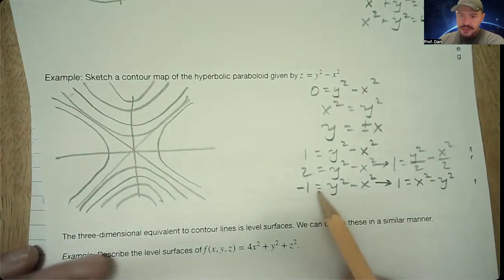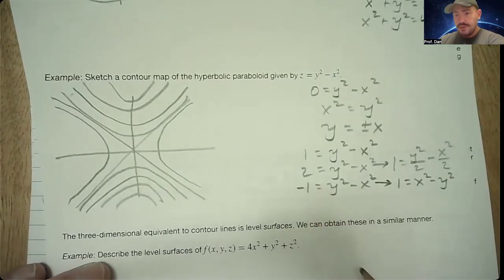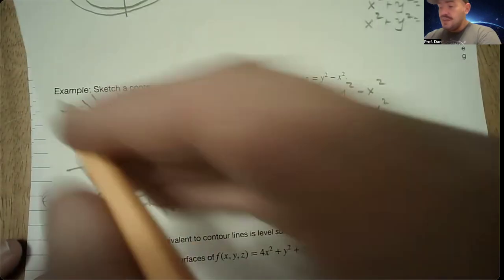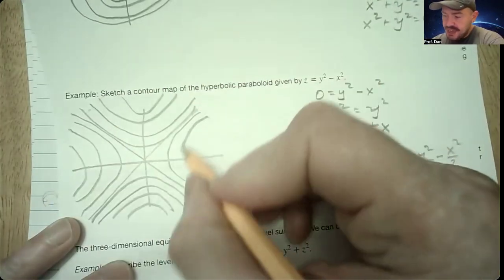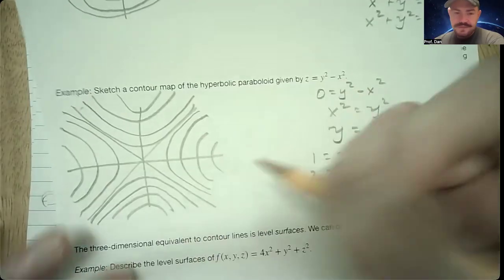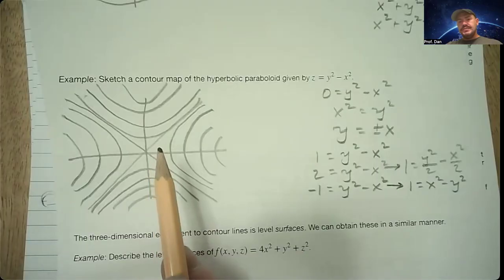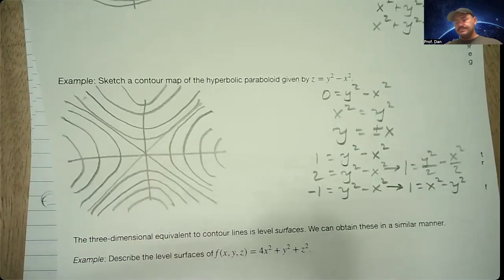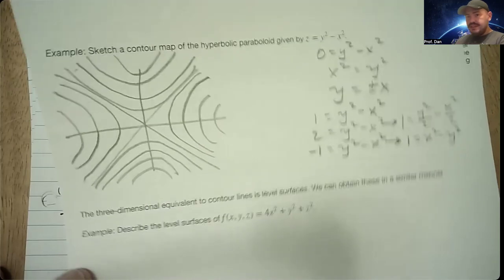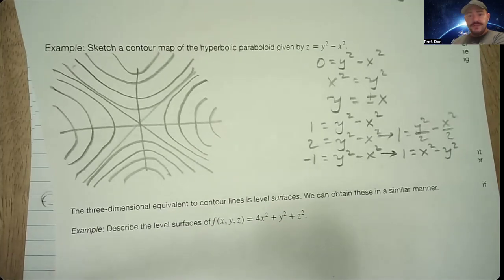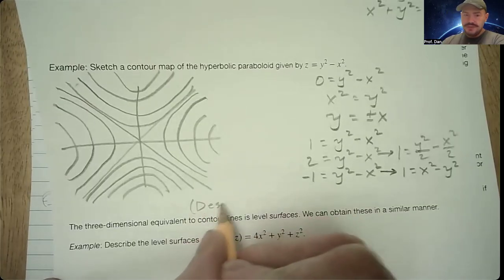And if I were to pick higher or more negative values of z, like -2, -4, -6, -7, we would end up, again, getting that same pattern of hyperbolas. So we end up with a contour surface that looks like this. Pretty cool. If you go to Desmos 3D, you can get an actual picture of what the 3D surface looks like. Yeah, I'll write that here for you all so you can go and explore.